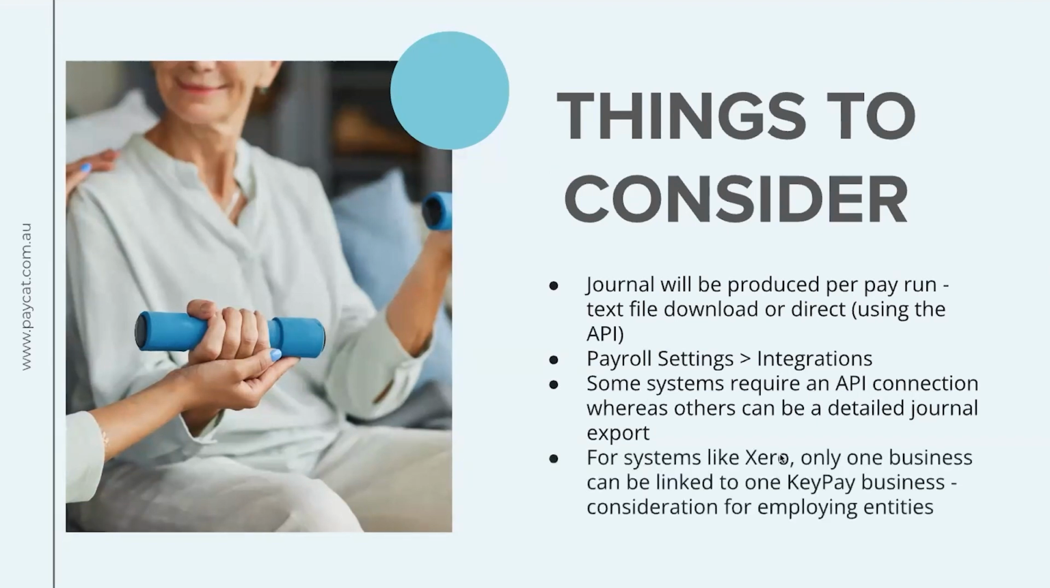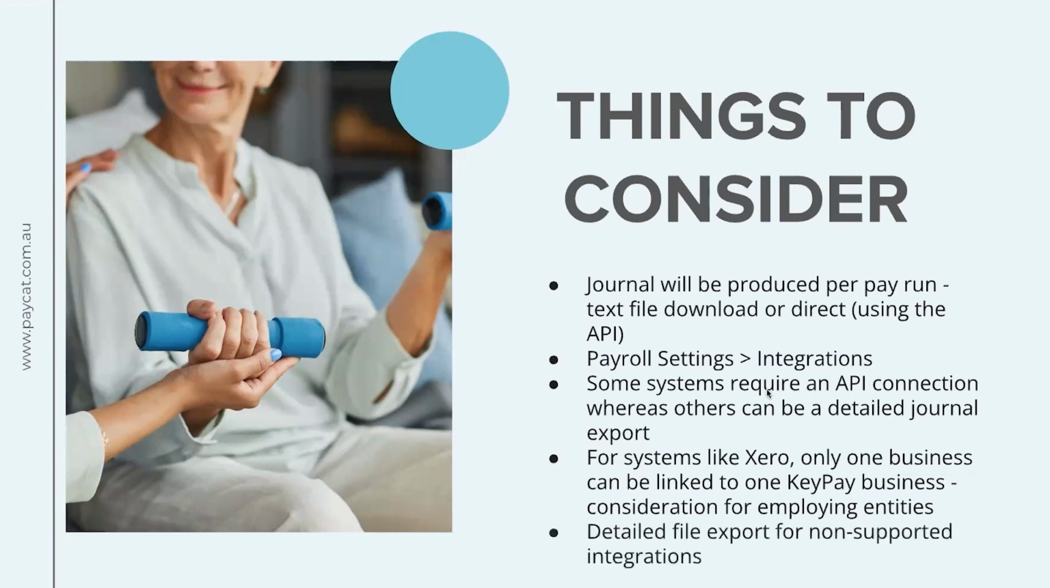Now, on a quick note on systems like Xero, where we are connecting directly to a general ledger using the API, usually it's just one business we can connect to at a time. So if, for example, you're using KeyPay and you have multiple ABNs in the same KeyPay business, you might want to consider splitting those if you have different Xero businesses you want to connect to as well. So it is a consideration whether you have one KeyPay file that has multiple ABNs or you have different KeyPay files each with the same ABN. And that's something you can talk to the Paycat team about.